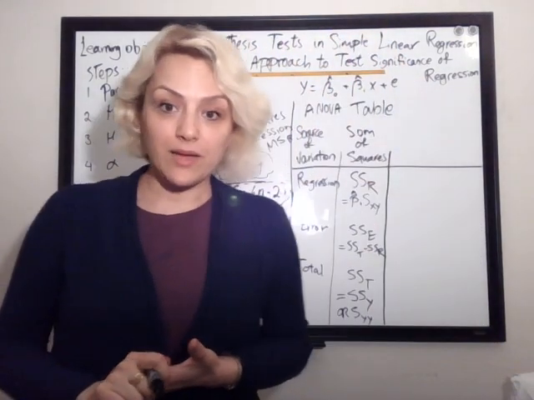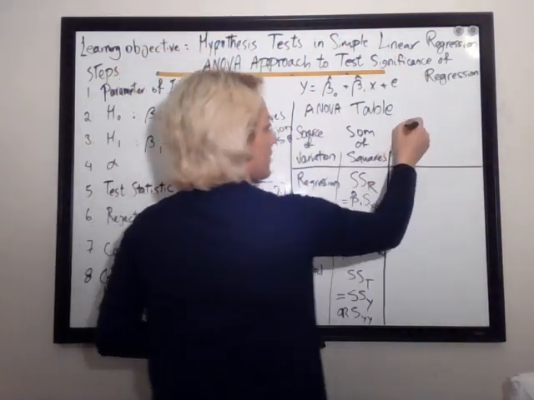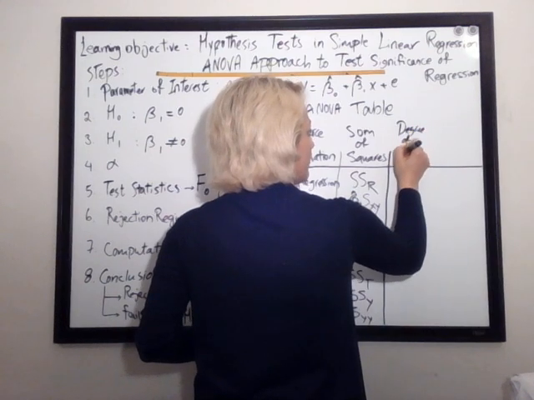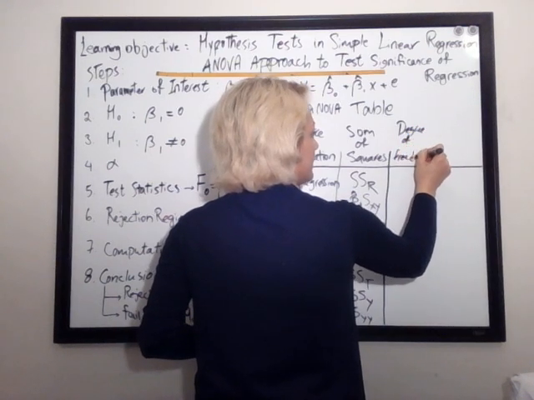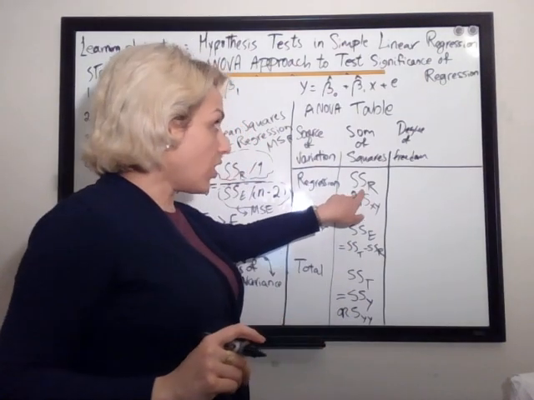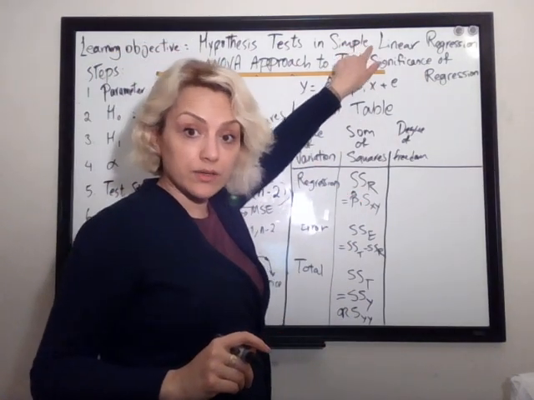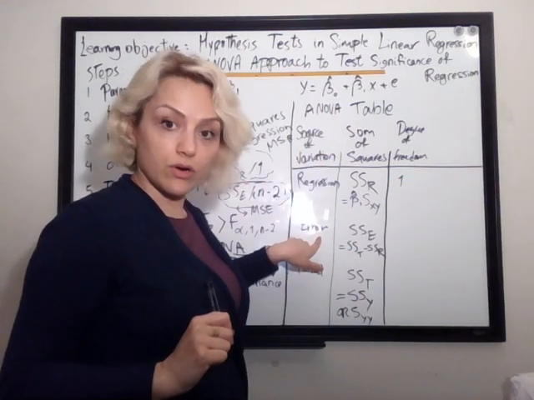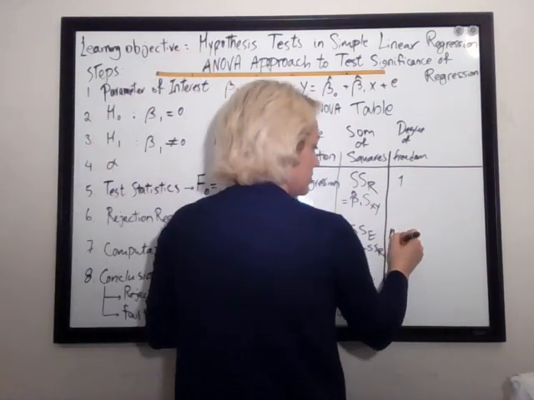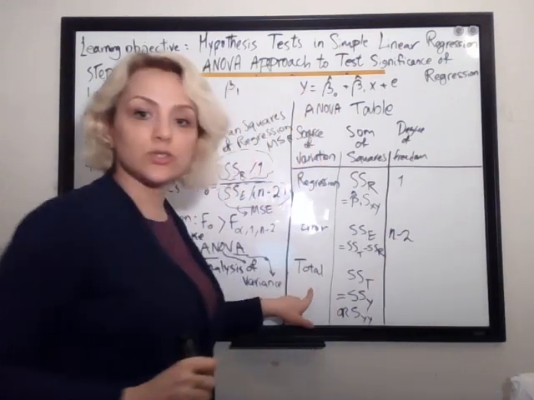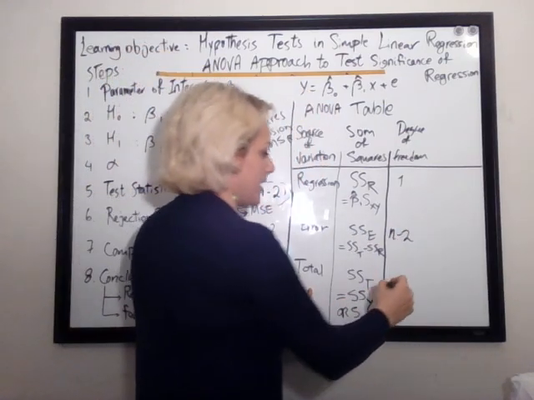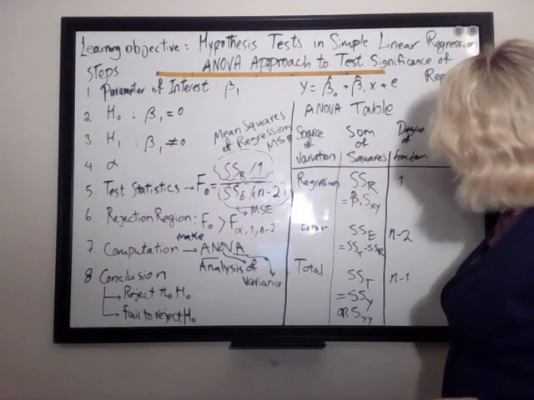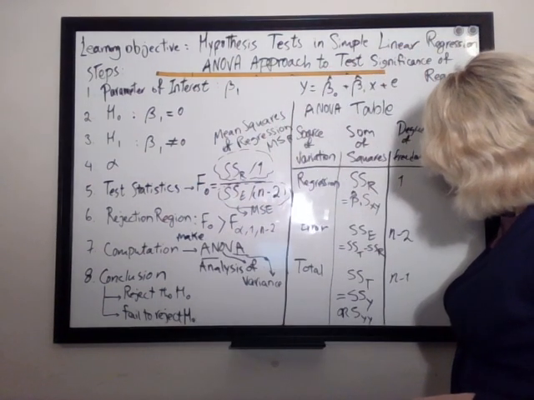The next column is going to be degree of freedom. So I'm going to write down here degree of freedom. For SSR, when we are talking about the simple linear regression, the degree of freedom is going to be 1. For error, it's going to be n minus 2, right? And the total degree of freedom is going to be n minus 1. So I have my degree of freedom here.